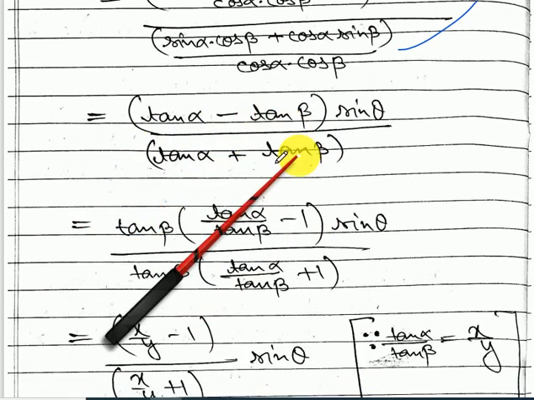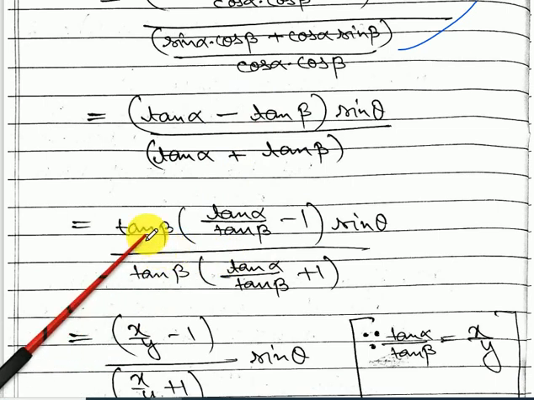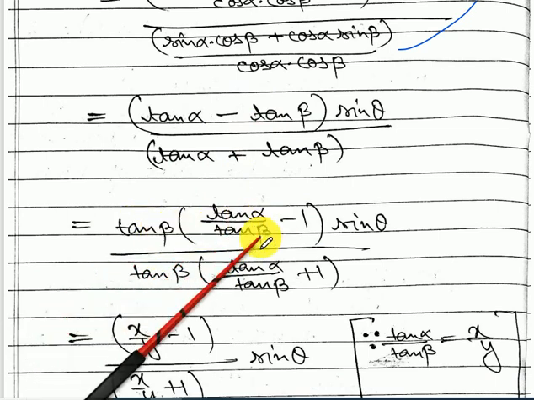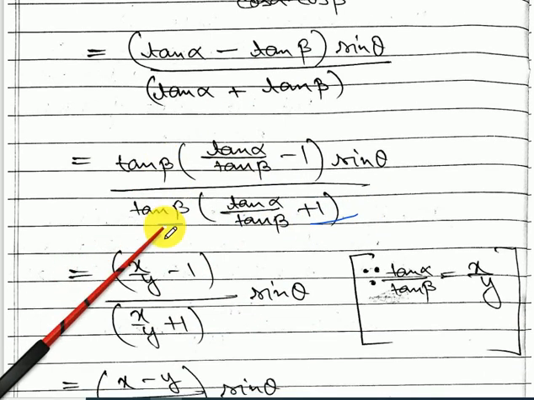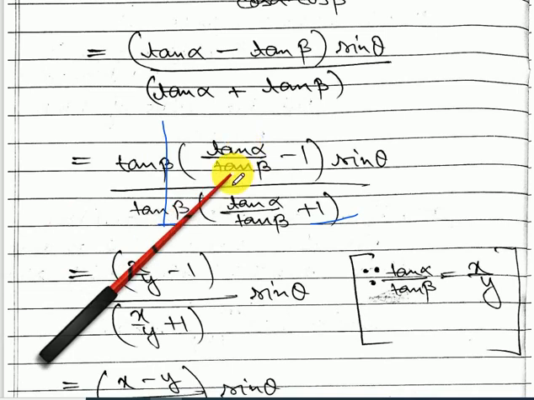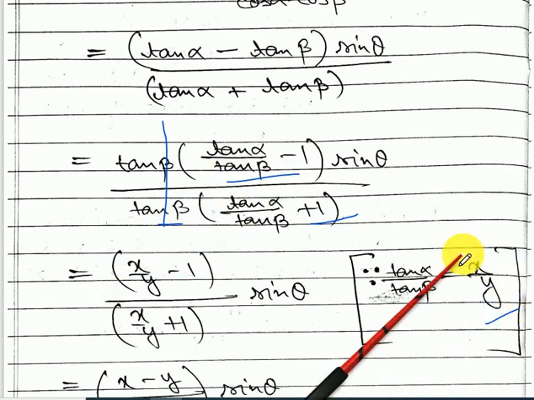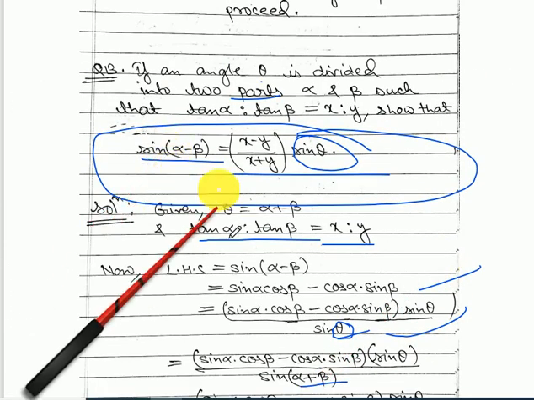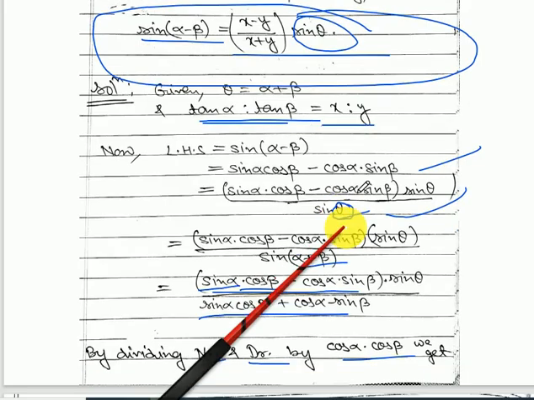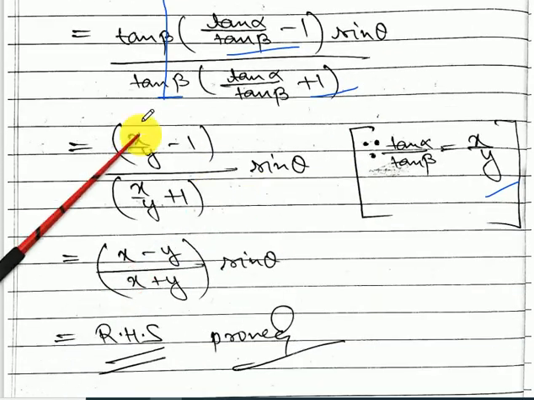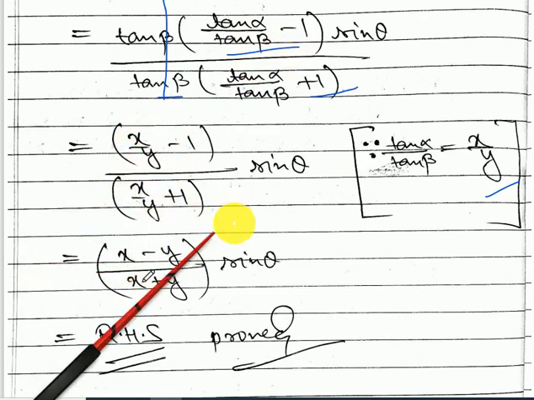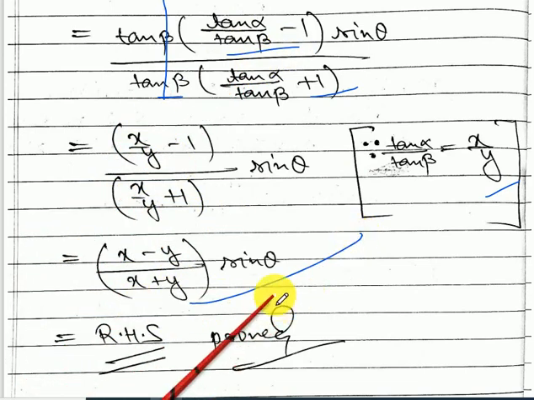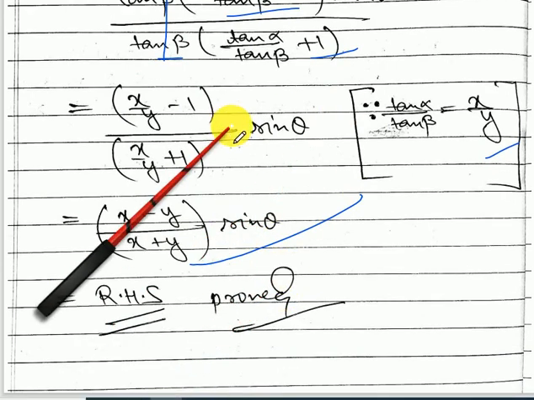Now take tan beta common from numerator and denominator, so you get tan beta, and here you get tan alpha upon tan beta minus 1 into sin theta. Here you get tan beta, tan alpha upon tan beta plus 1. Okay, so tan beta cancels, and tan alpha upon tan beta is nothing but x upon y, because it's given over here that tan alpha is to tan beta is x is to y. Clear? So here tan alpha upon tan beta I can write x upon y. So substitute, simplify, and you get your right hand side. It's proved. So this is all for today.